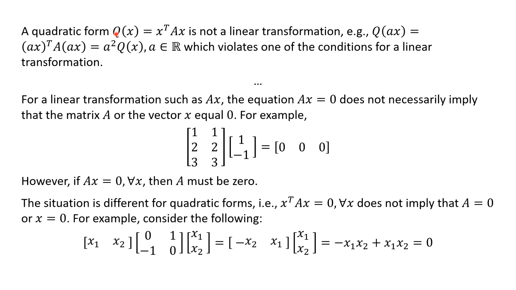Related to the quadratic forms now, the situation is different. If you have a quadratic form, x transpose Ax equals 0, even for every x in the vector space, it doesn't imply that A equals 0 or x equals 0. I have an example here. You have the row vector x times this matrix times the column vector x. In other words, something in this form. Then you multiply this and you get minus x2, x1. And then when you multiply these two together, you get two terms that cancel each other out.